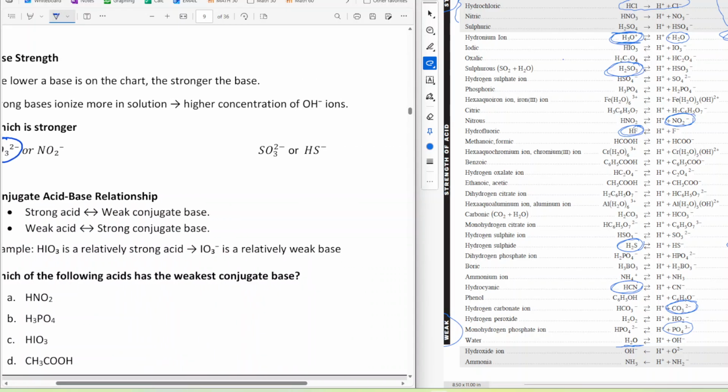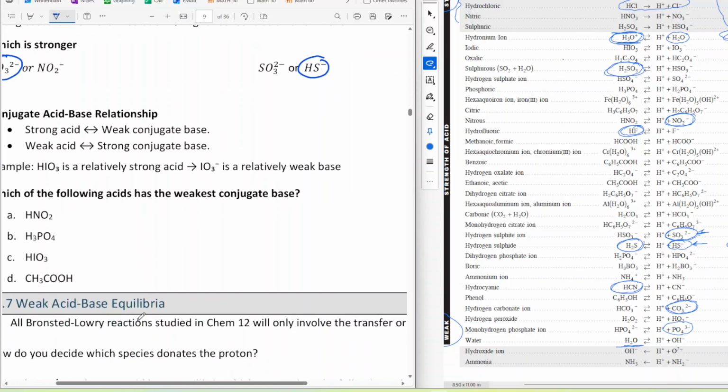Okay, so then what about SO3 2- and HS-? You can pause the video and give this a go. The hardest part is finding them. So the sulfite ion is on the right-hand side here. The hydrogen one, what would that be called? Monohydrogen maybe? HS-? Anyway, HS- is down here, so which one is stronger? SO3 2- or HS-? It's the one that's lower on the chart, so the HS- is going to be stronger.